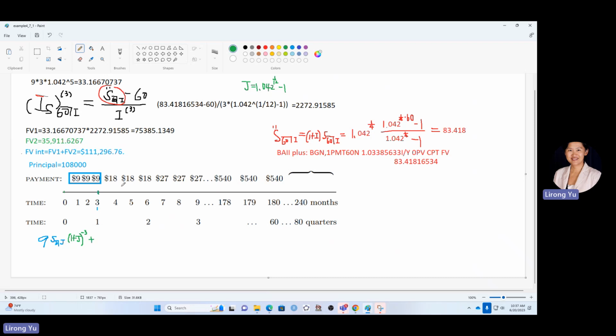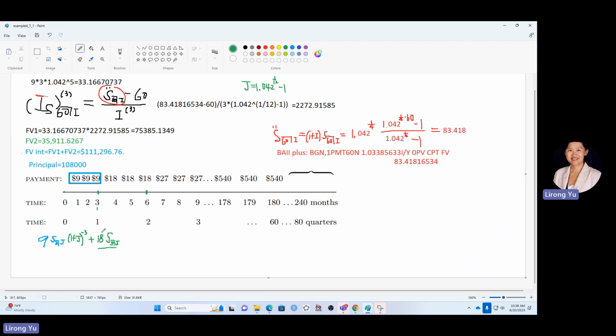And now plus, what about the 18? So it's 18 times, again, if you want to combine the three payments of $18 into one payment over here, all you have to do is 18 times S3j because it's three payments of $18. That is going to be the total that you pay at time 6. It will be the same thing as paying 18, 18, 18 at times 4, 5, 6.